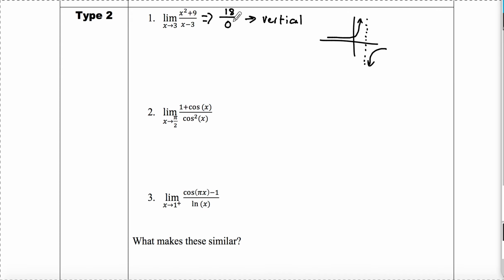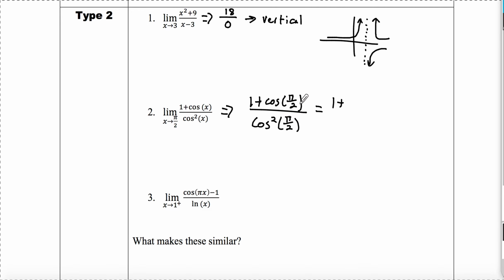No matter how we look at this, though, even if both of our branches were for some reason to split upwards, we have what's called an unbounded limit, okay? Let's hold on to that idea for a second. Let's take a look at this one, okay? The limit as x approaches pi over 2. What's this guy going to be? That'd be 1 plus cosine of pi over 2 over cosine squared of pi over 2.